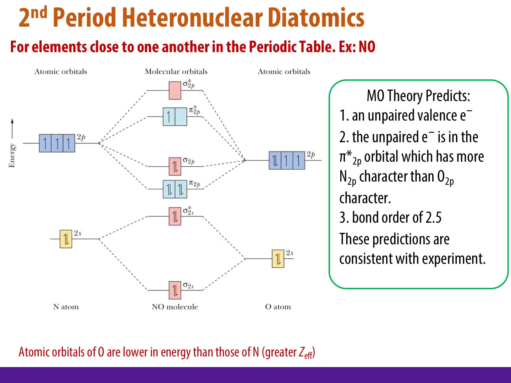Okay, on the periodic table, if we're doing heteronuclear diatomics here, we're always going to use this diagram right here with the pi 2p lower in energy than the sigma 2p. Other than that, the exact same thing applies though. NO, so oxygen is more electronegative. It's going to have lower, more stable orbitals to start with. Greater Z effective would be the other way to think about it. But other than that, it works exactly the same when we draw out the molecular orbital picture and the bond order and so forth.